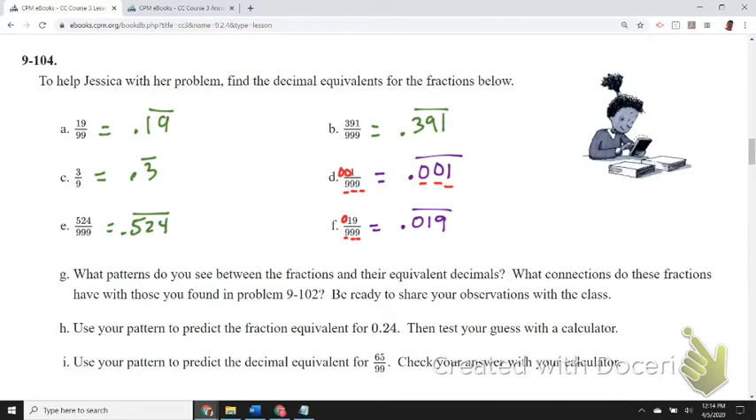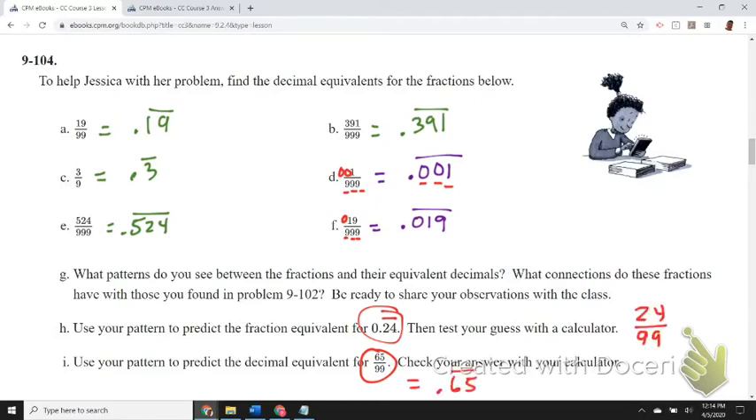So question G says, what patterns did you guys see between the fractions and their equivalent decimals? Hopefully, as you are doing this, you can observe the patterns that I was just talking about, and then you're going to use that pattern to answer question H. And question H is another typo on CPM's behalf. There should be a bar over that 0.24. Okay, so write a fraction for that, and when you're done with that, go ahead and convert 65 over 99 as well. Okay, pause the video, come back when you're done.